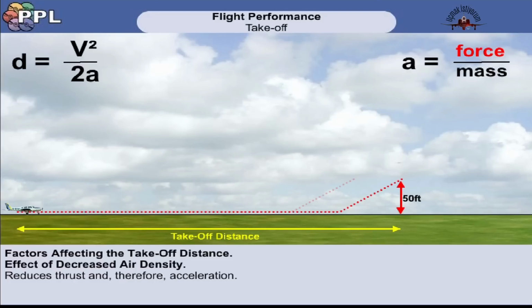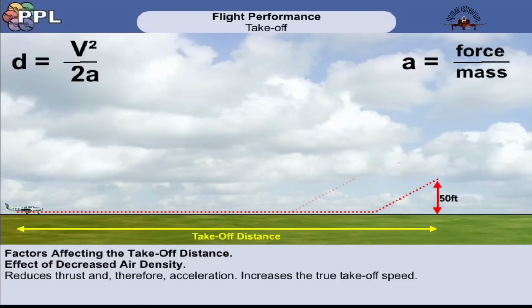The second effect of a reduced density is to do with the takeoff speed. A reduction in density will increase the true airspeed for any given indicated airspeed. To attain the same indicated airspeed, which is a function of dynamic pressure, the aircraft needs to travel faster through the air. This means that the aircraft's true takeoff speed is higher, and as a result, the takeoff distance will be greater.